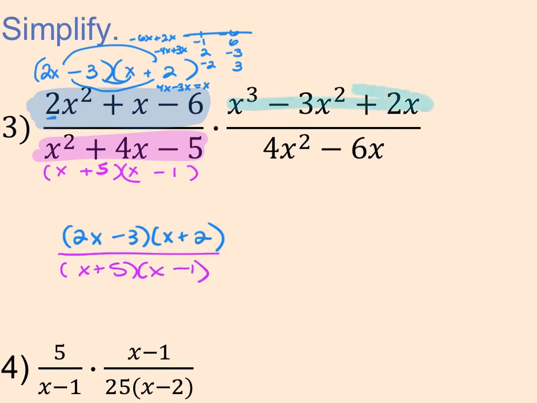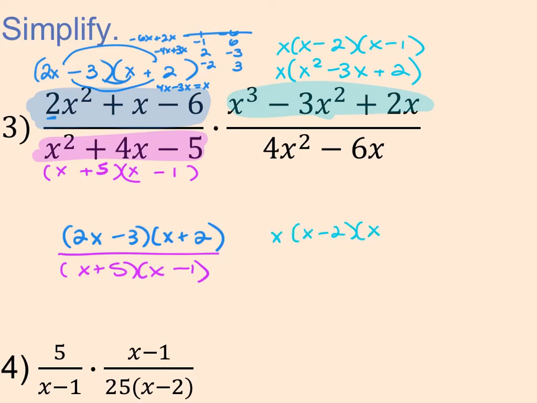I'm going to go to the top right. Here I can take out an x, and I get x squared minus 3x plus 2. Is that as factored as it gets? Are there factors of +2 that sum to -3? -2 and -1? Good. x minus 2, x minus 1. So that takes over the numerator of the right side.